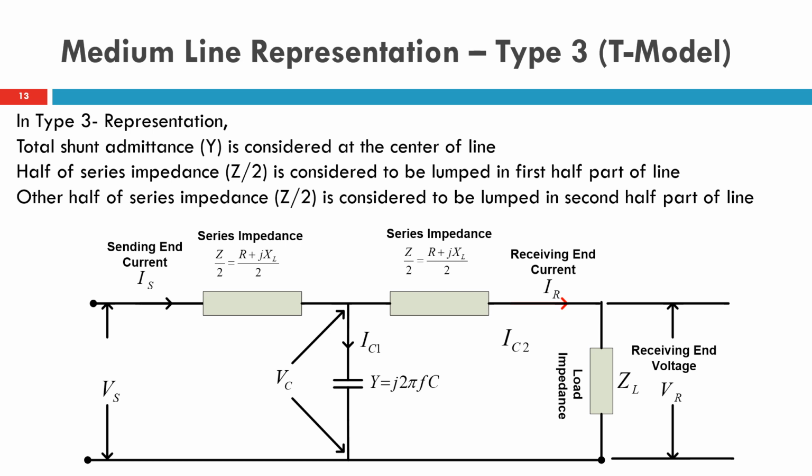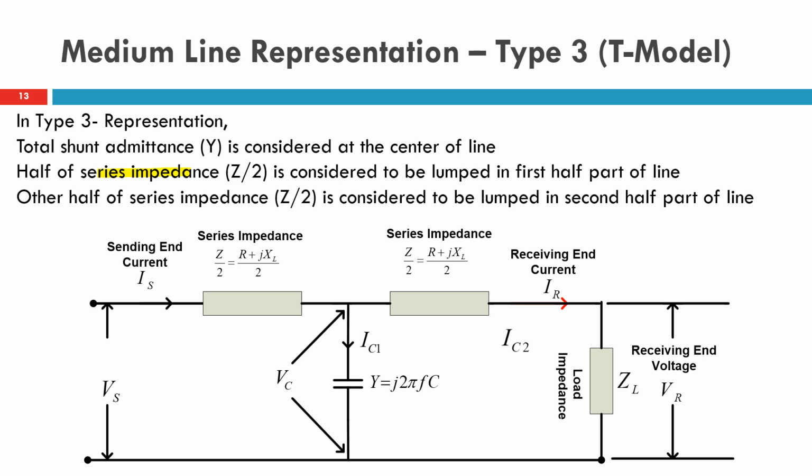This is a T model network. In the T model network, the total shunt admittance Y is considered at the center of the line, whereas the series impedance is divided into two parts, Z by 2 and Z by 2. The first half, Z by 2, is considered from the sending end to the middle of the line, and the other Z by 2 is considered from the middle of the line to the end of the line.